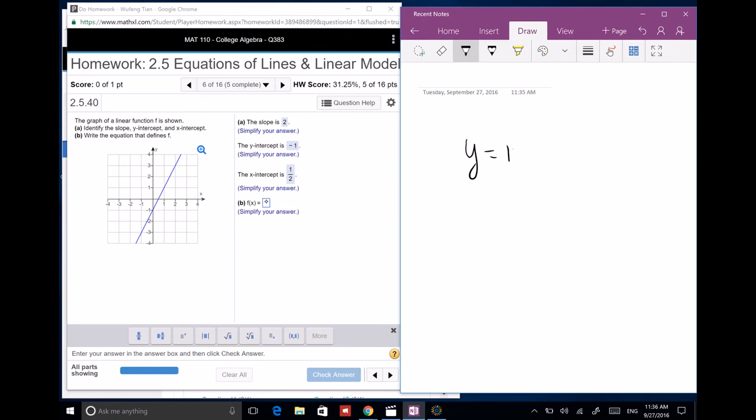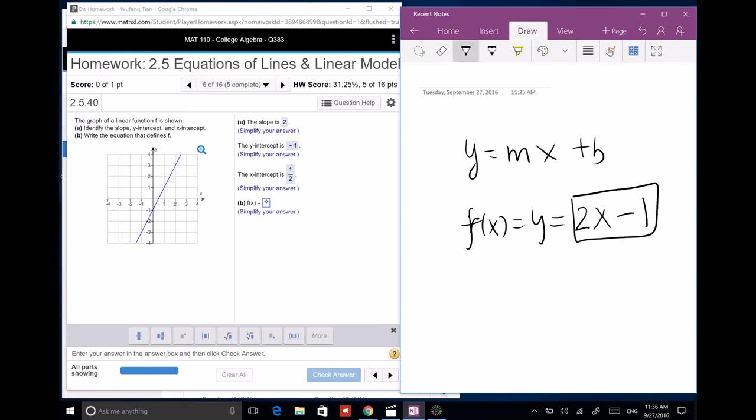So slope-intercept form y equals mx plus b. Now everything is given, so f(x) equals y equals mx plus b. m is the slope, which is 2. 2x plus the intercept is -1, so it's 2x minus 1. So this is your answer.